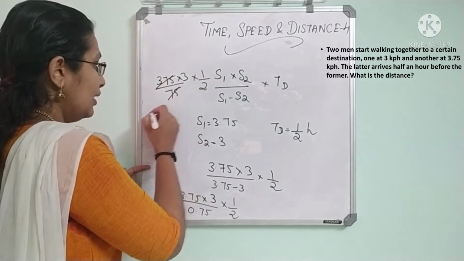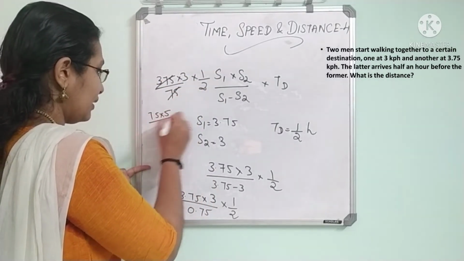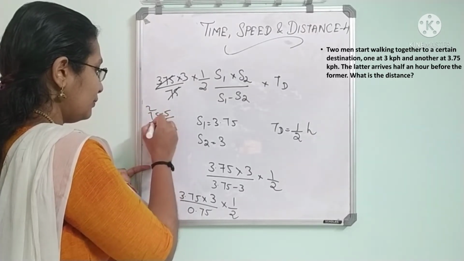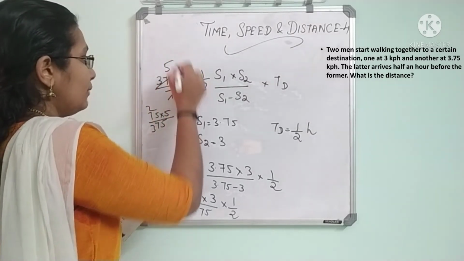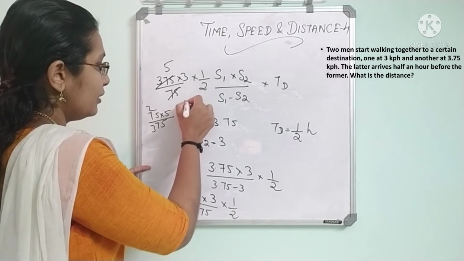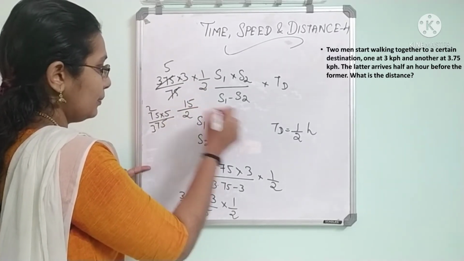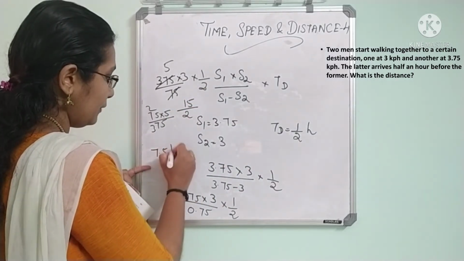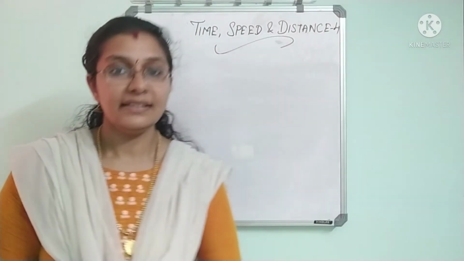So let us try for 75 paisa. 5 paisa 25, 7 paisa 35, 36, 37. Yes. So 5. Any other simplification? No. So 5 3 is 15 divided by 2, which is 7.5 kilometer. Clear? See the next question.